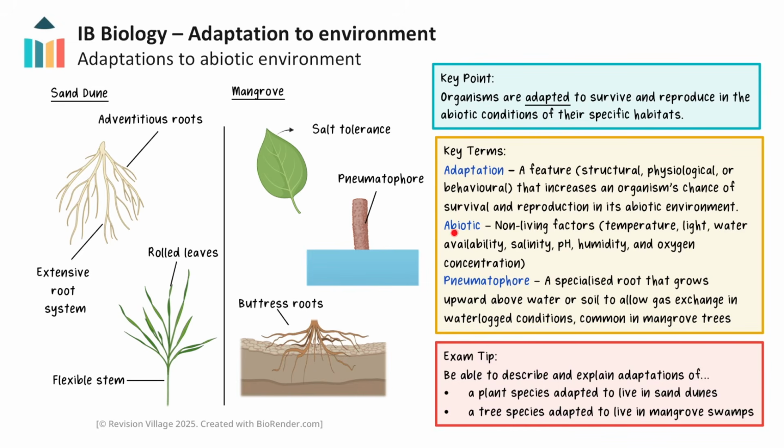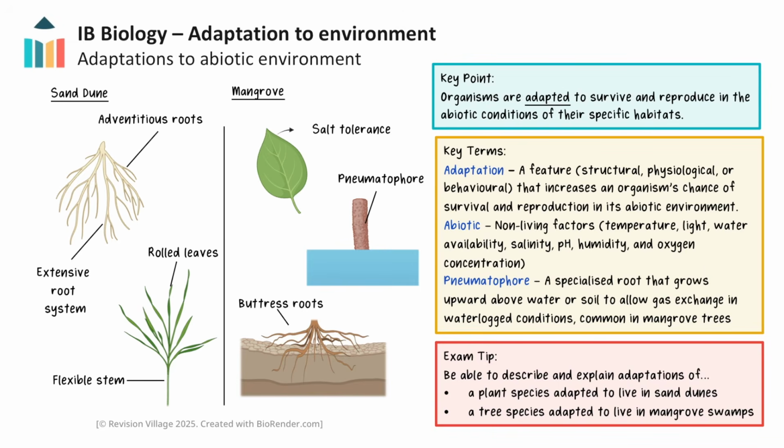Abiotic refers to non-living environmental factors, things like temperature, light, water availability, salinity, pH, humidity, and oxygen concentration. These are the conditions that shape how and where organisms can live. Now let's look at some adaptations of plants in sand dunes and in mangroves. You should be able to describe and explain these in the exam.